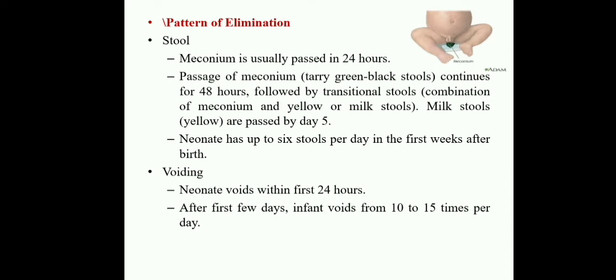Okay, it is mixing. The milk stools, that is yellow, are passed by the fifth day. After the fifth day only the stools become yellow in color. First, the meconium: its color and consistency is tarry green-black stools. Within 48 hours it should be there. After 48 hours the transitional stools are there.